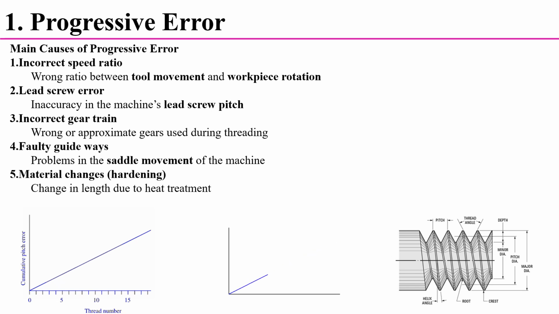And the next to last cause is material changes. If there are any changes in the material's length due to heat treatment, obviously it will produce progressive error. So these are the causes of progressive error.